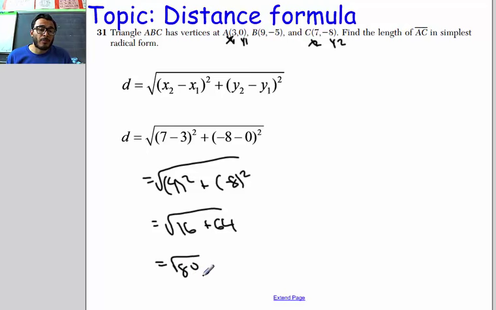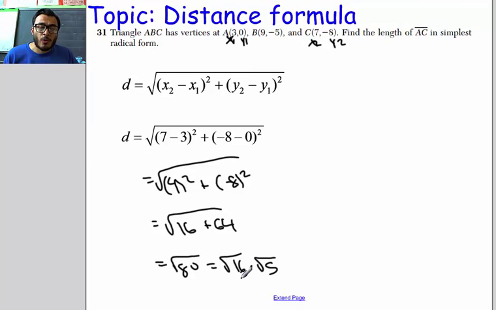All right, now we have to break down radical 80. The easiest way to do this is to find the largest perfect square that goes into 80. And the largest perfect square that goes into 80 is going to be 16. So this can be rewritten as radical 16 times radical 5. Radical 16 is 4. So we get 4 radical 5 as our final answer.